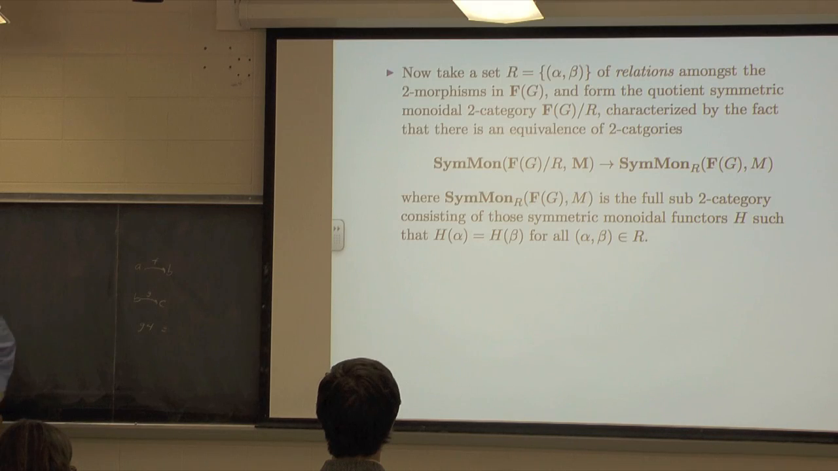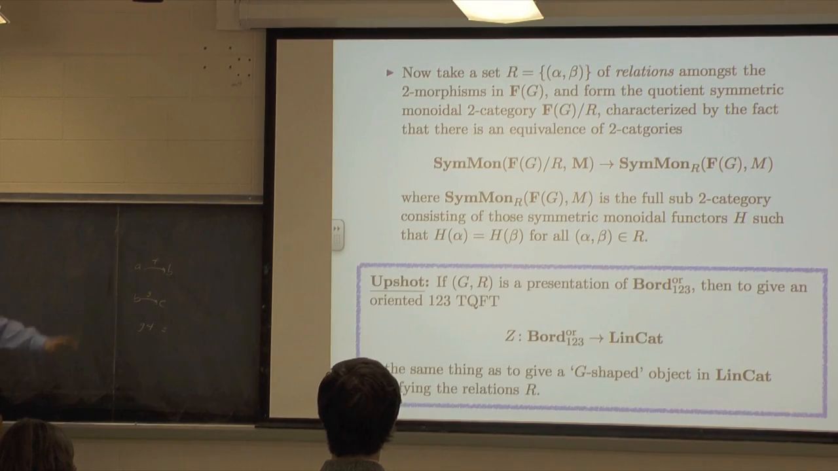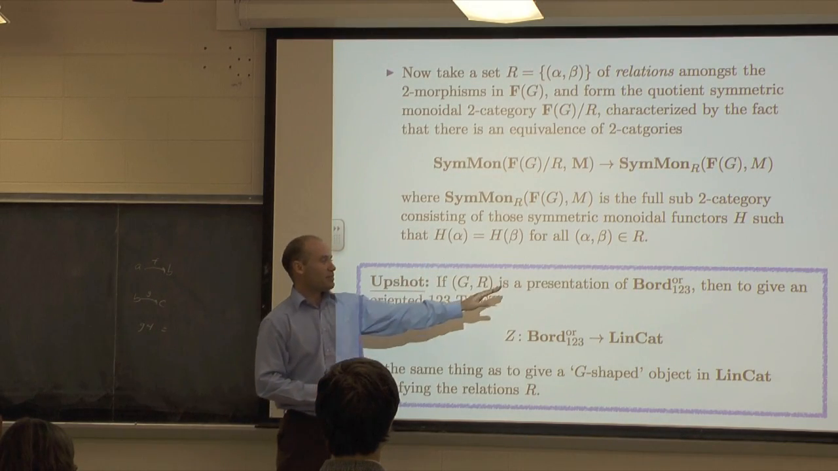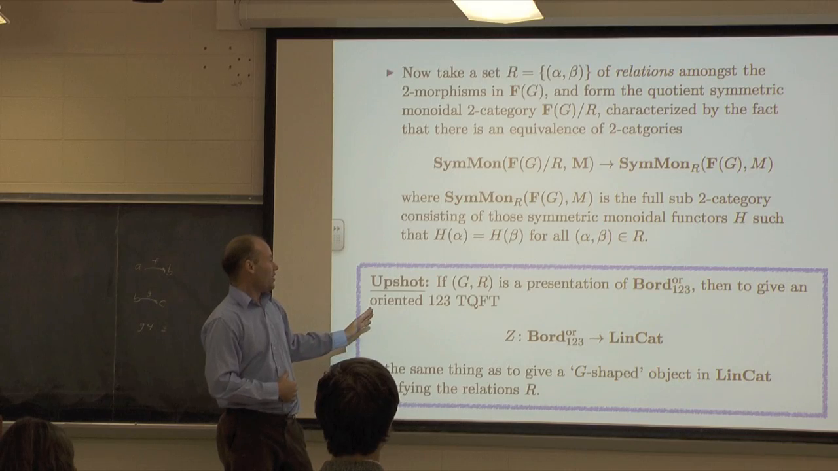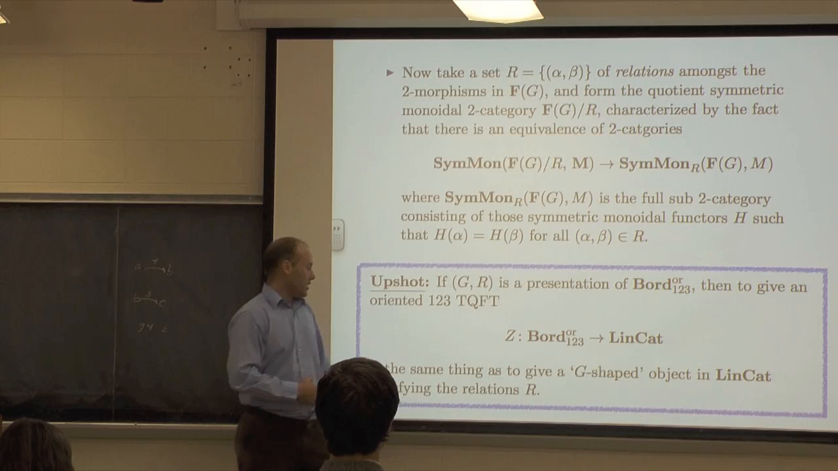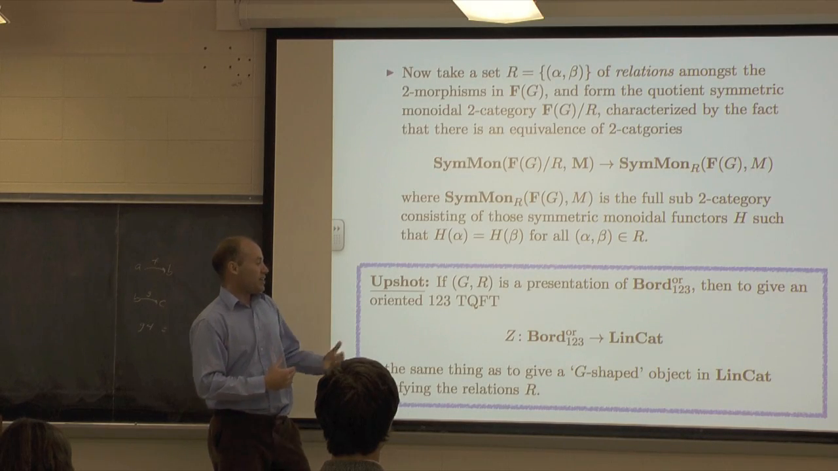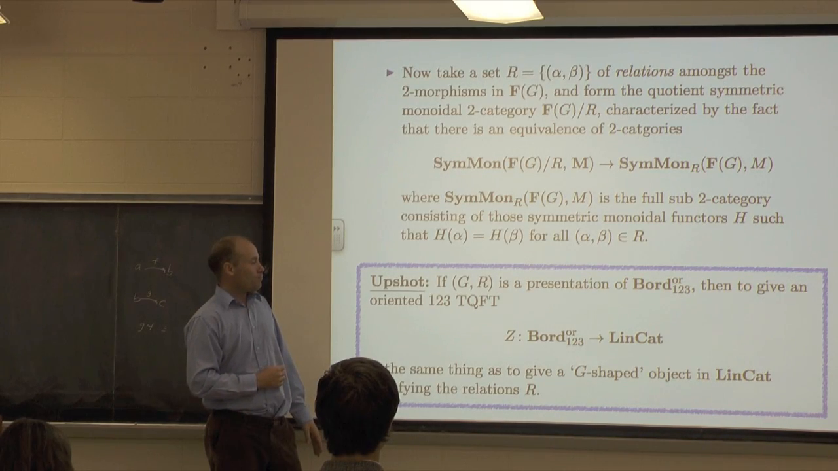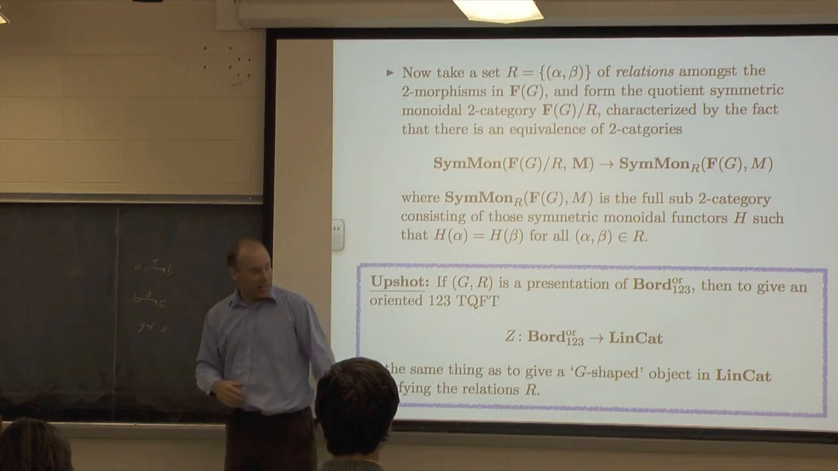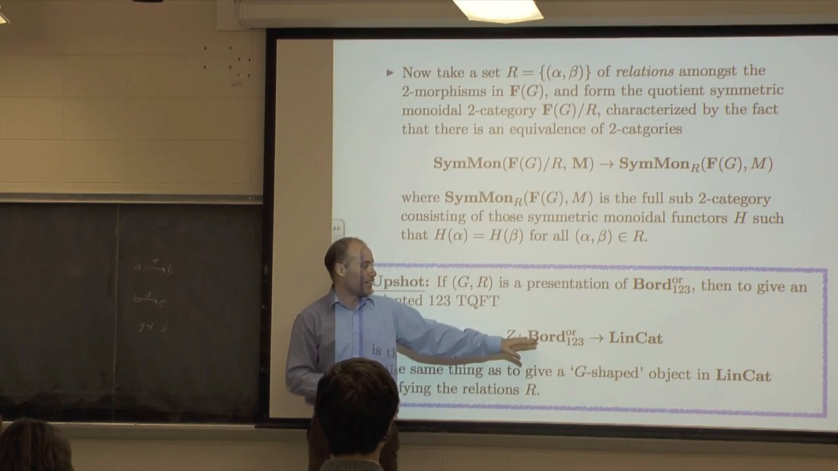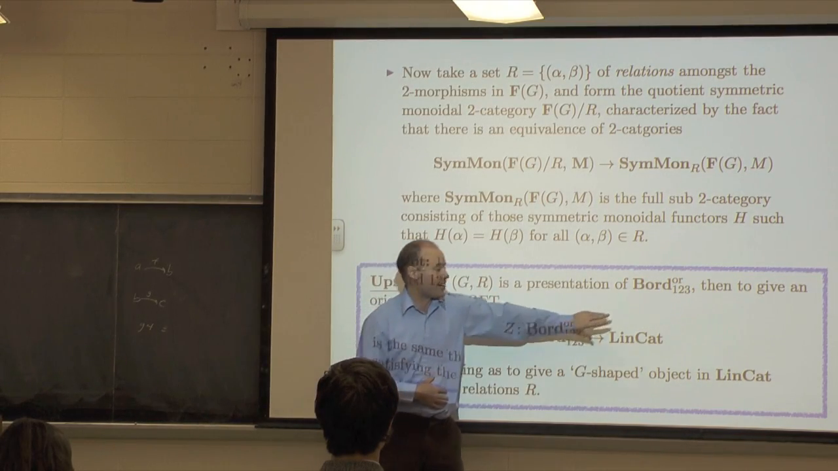Okay, so there's a bunch of high categorical mumbo jumbo here. But here's the upshot: if you've got a presentation in this sense of this Bordism 2 category that I was talking about, then to give an oriented 1, 2, 3 topological quantum field theory is the same thing as to give a G-shaped object in the 2 category of linear categories satisfying the relations. So to classify these, I just need to look at what the generators and relations are for this guy, and then look at those shapes of diagrams in here.